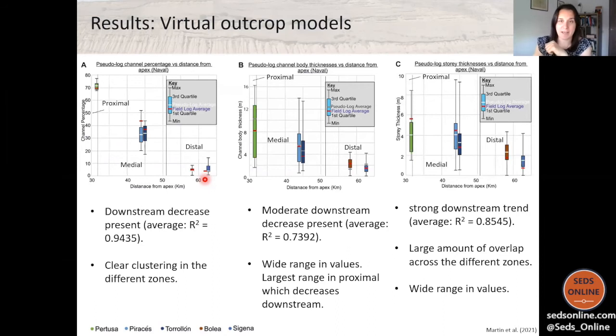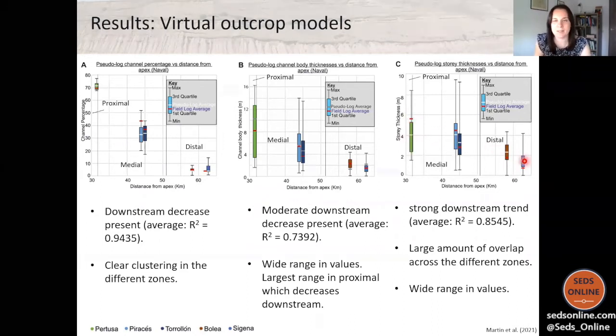The story data set, it's only when you look at the average values that we do actually see a downstream trend. So that's looking at the white lines that are in the boxes here. And you can see that they can be quite variable compared to the field data sets, but I'll go on to that in a little bit more detail later on. Again, there is that downstream trend, but look at the overlap here. We got a really large range in overlap. And when we start looking at it, we're not so confident that we can pick out the proximal, medial to distal zones.